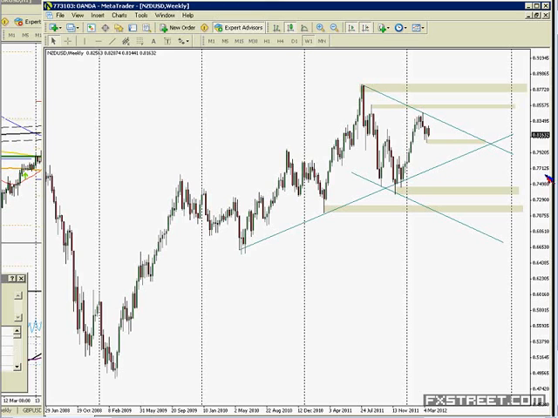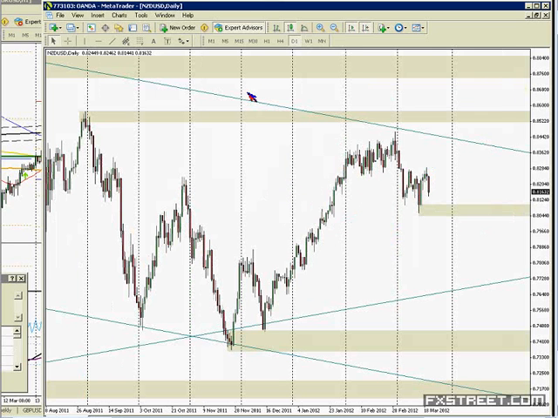We can do the same and delve into smaller timeframes to see if there is anything meaningful.